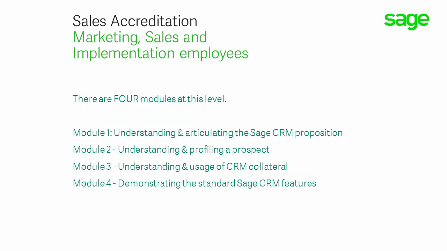There are 4 modules at this level: understanding and articulating the proposition, understanding and profiling a prospect, understanding and usage of Sage CRM collateral, and demonstrating the standard Sage CRM features. This module, the second module, is designed for marketing, sales, and implementation employees.